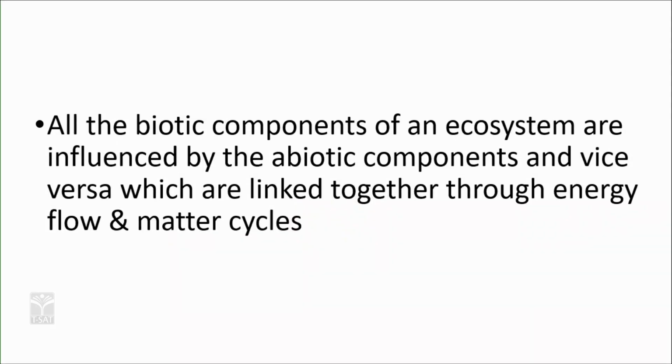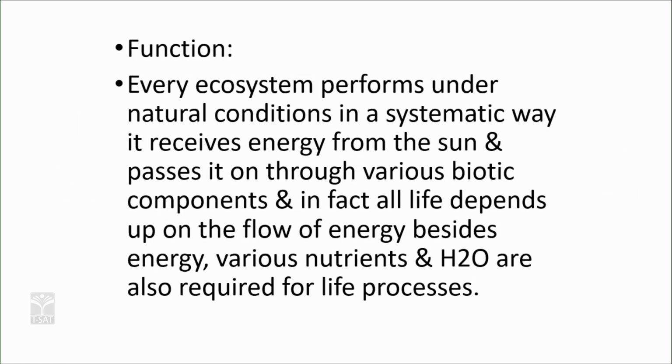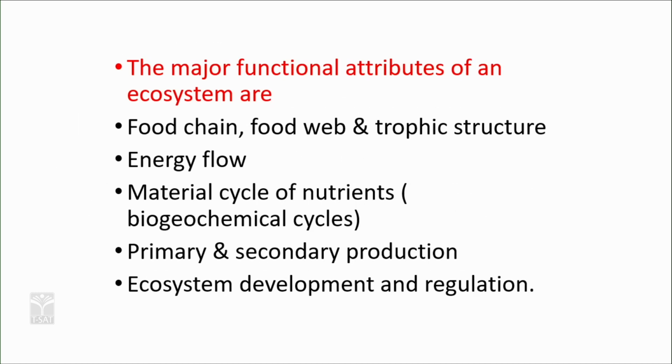All the biotic components of an ecosystem influence the abiotic components. So, there is a continuous interaction between biotic and abiotic components of an ecosystem. The major functional attributes of an ecosystem are food chain, food web, trophic structure, and energy flow. This ecosystem structure is responsible for the flow of matter, the flow of energy, and the cycling of materials in terms of nutrient cycles of nitrogen, water cycle, phosphorus cycle, etc.